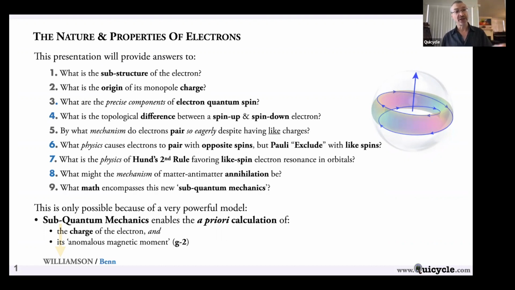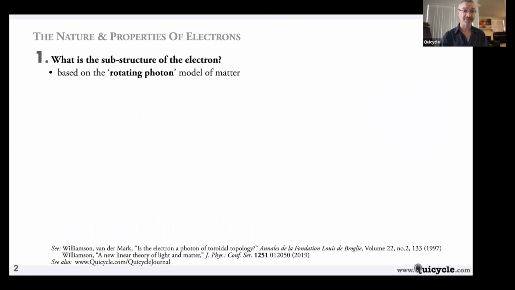You'll notice also that these questions are color-coded. The ones that are in gray are concepts that have been developed by John. The ones that are in blue are ideas that I'm introducing based upon John's work in order to try and extend it and see what applications may arise from it. So let's get started. Question number one. What is the substructure of the electron?